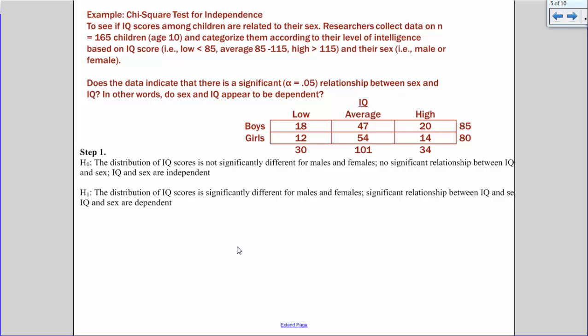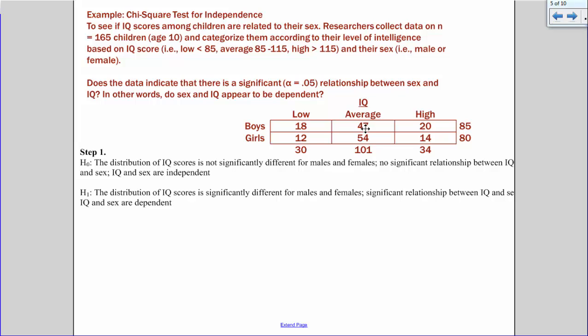All right. Now let's look at a chi-square test for independence, where we're looking to see if there's a relationship between the sex and the IQ of children who are 10 years old. We've categorized each group based on their sex and their IQ. If they have an IQ less than 85, they're in the low group. We had 18 boys with a low IQ and 12 girls with a low IQ, and in total, 30 children with a low IQ.